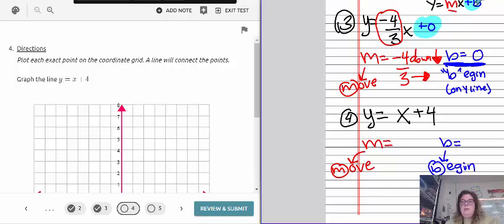So b is the number that's a constant. It's not multiplying by x. It's adding or minusing from the x stuff. Okay, so this is b, and it's positive, so this is positive 4 where I need to begin. Now for m, there's nothing here.